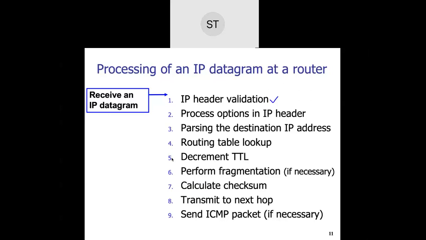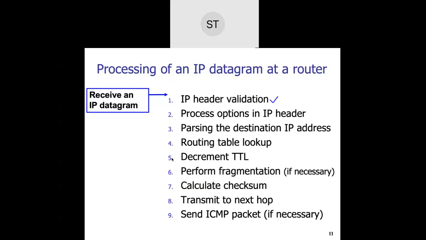Then based on the MTU, it will take the decision whether to fragment or not. If required, it will fragment, otherwise it will pass the packet. Because if the MTU of the next interface or next network is more, then there is no need for fragmentation. If the MTU is less than the datagram size, then fragmentation is necessary. On that basis, it will carry out the fragmentation.